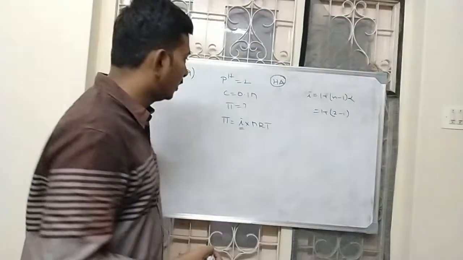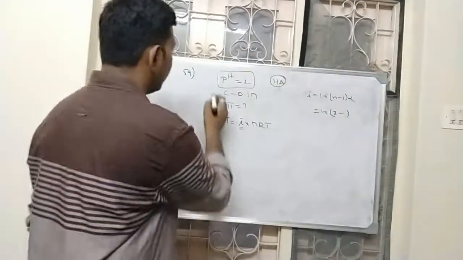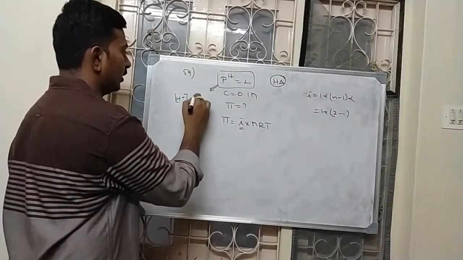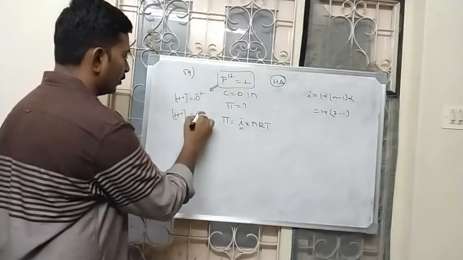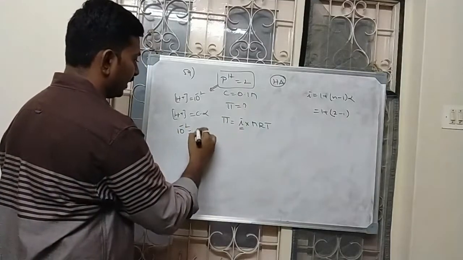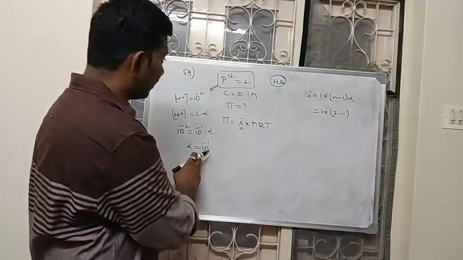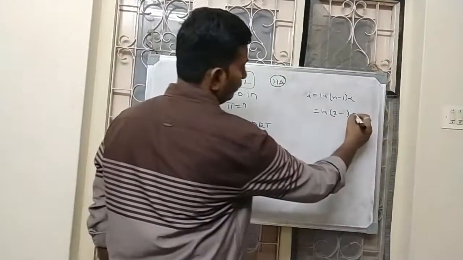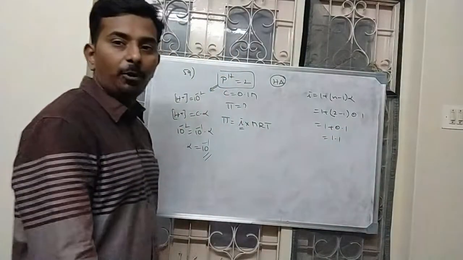I don't know the value of alpha. So I can calculate the value of alpha by using the concept of pH. They have given pH is 2. So if pH is 2, what will be the concentration of H plus ion? 10 power minus 2. And we know that concentration of H plus ion is equal to C into alpha. So 10 power minus 2 is equal to concentration 10 power minus 1 into alpha. Alpha value is 10 power minus 1, that is 0.1. So this will be 1 plus 0.1, so i value is 1.1.